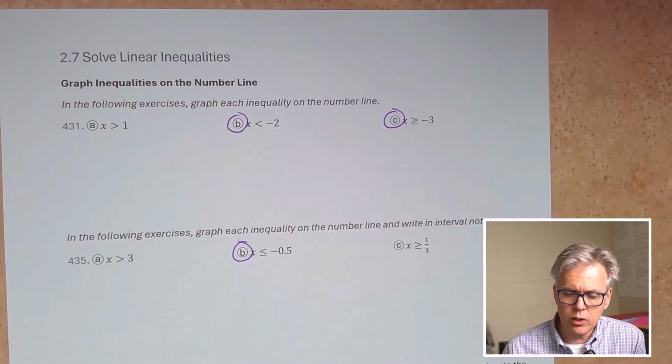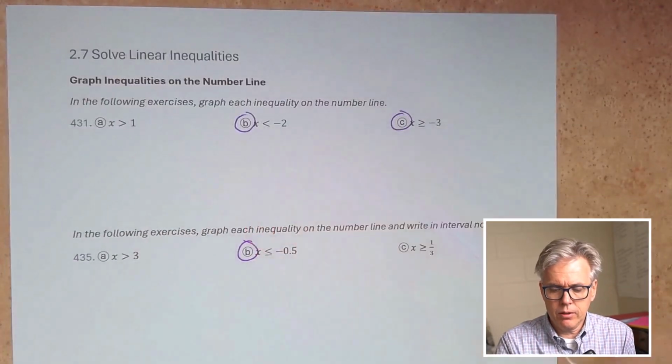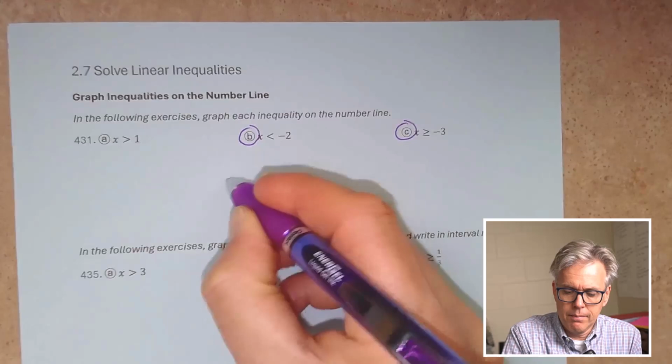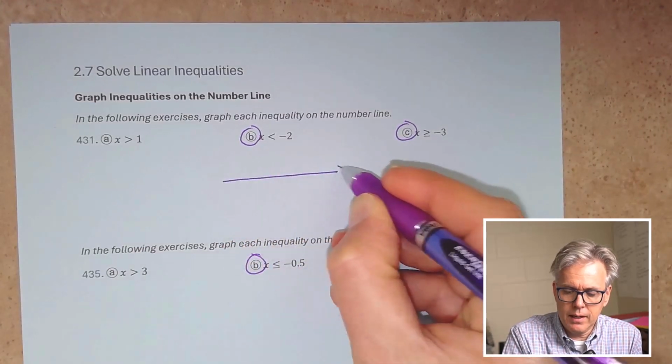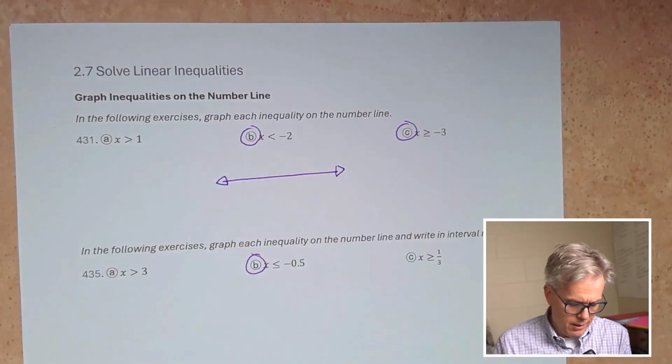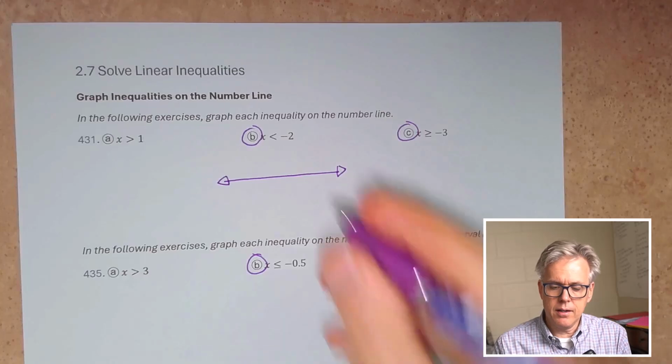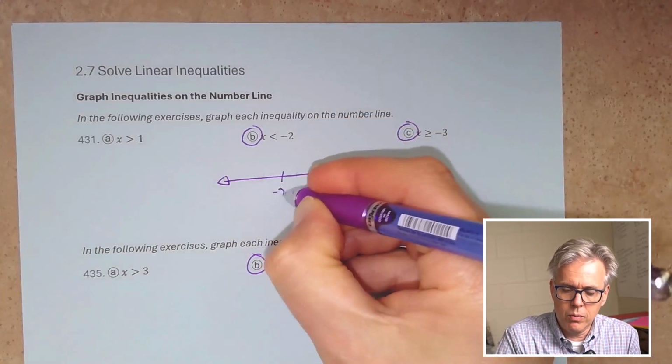All right, this is a homework help for 2.7 solving linear inequalities. In the following exercise, graph each inequality on the number line. Okay, so let's look at part B. All I'm going to do is draw a quick little number line here. And the only number I really care about here is the -2. So that's the only one I'm going to put on there.